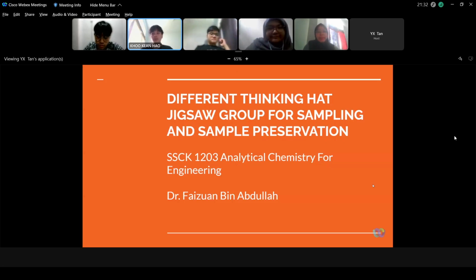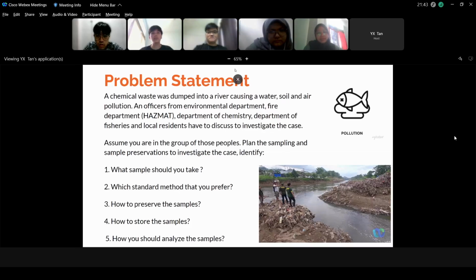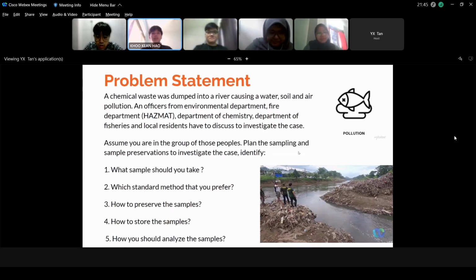Today, our group 3 Adlv will present the activity Jigsaw Group for sampling and sample preservation. Our problem statement is that chemical waste was dumped into a river, causing water, soil, and air pollution. Various officers from different departments are involved to investigate the case. We are going to plan the sampling and sample preservation in this case.